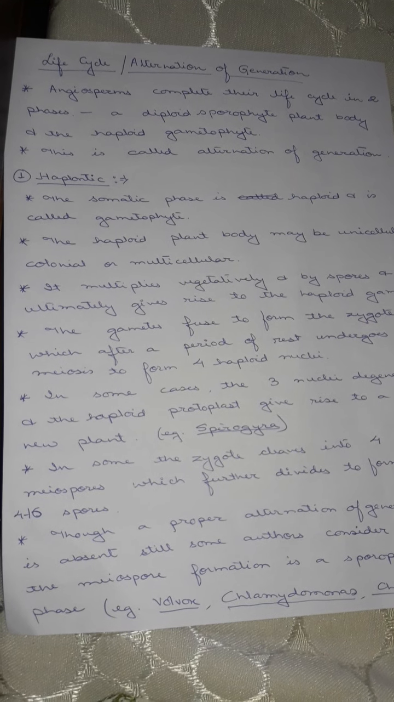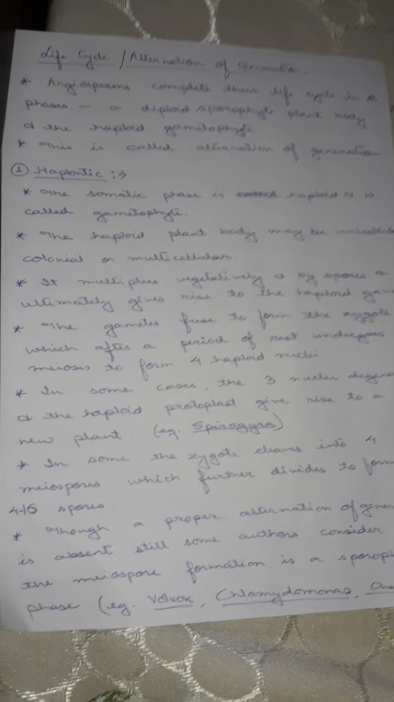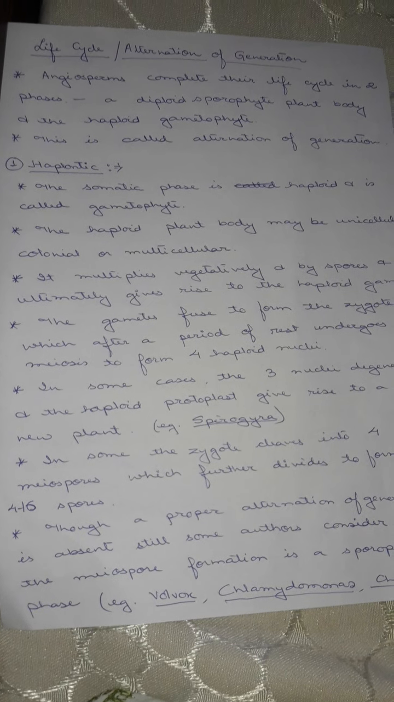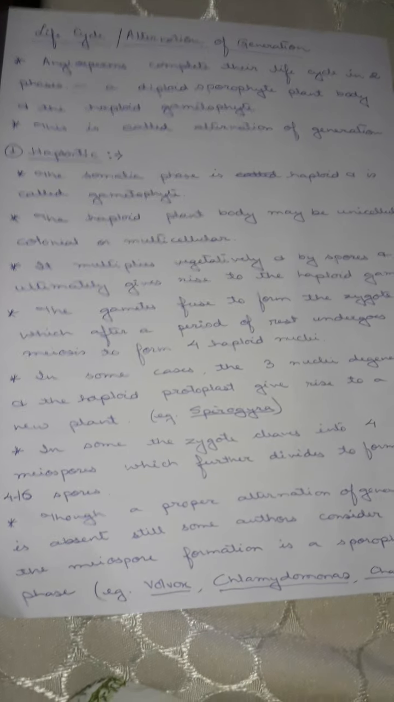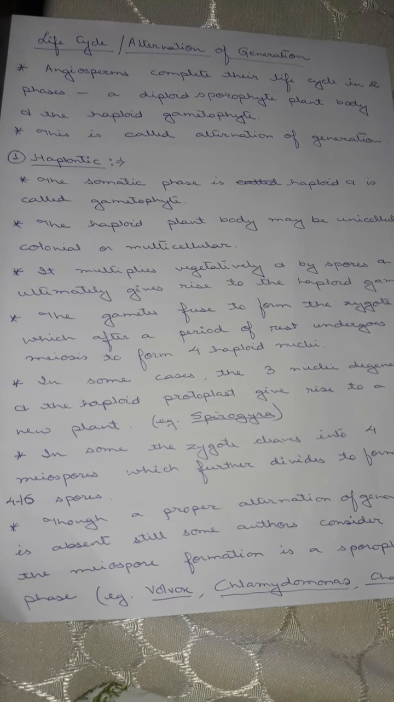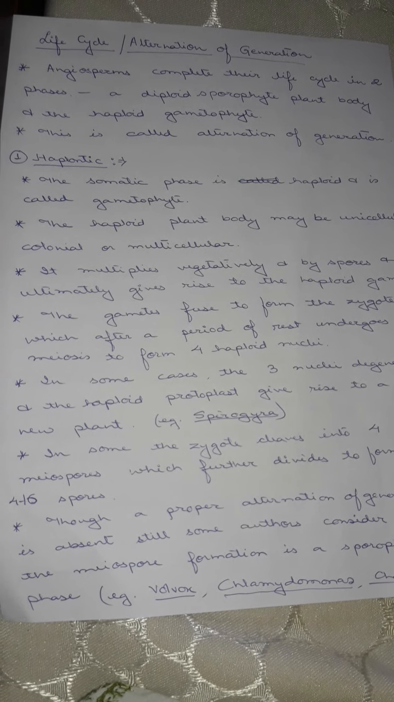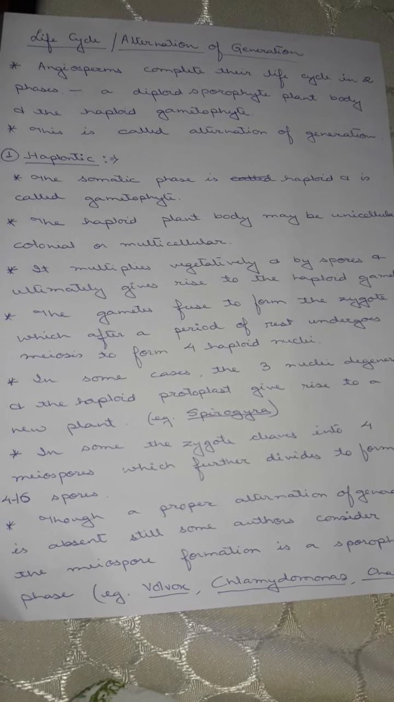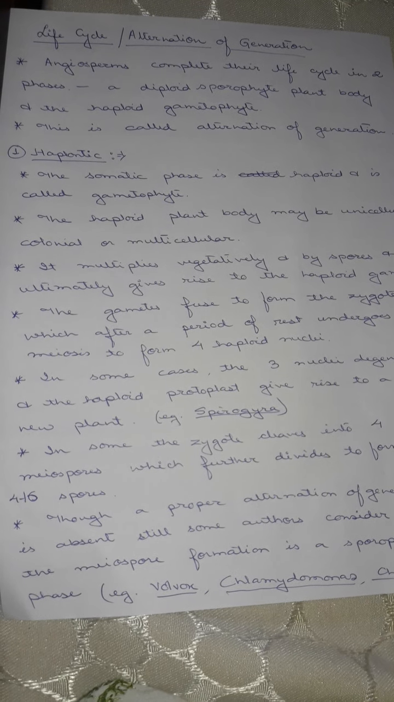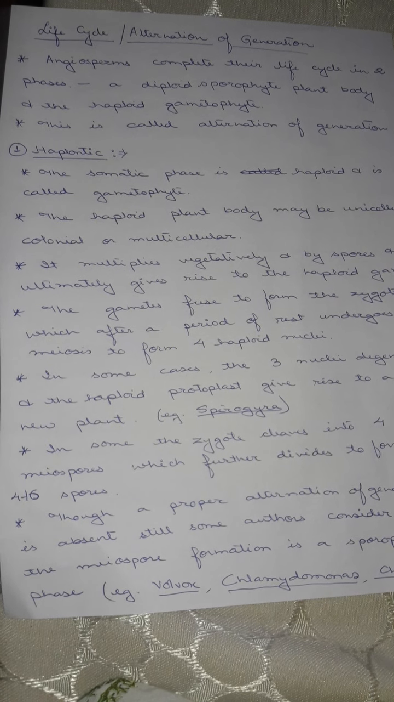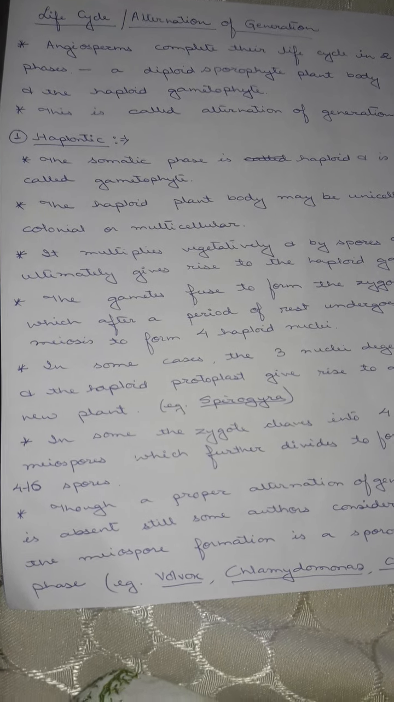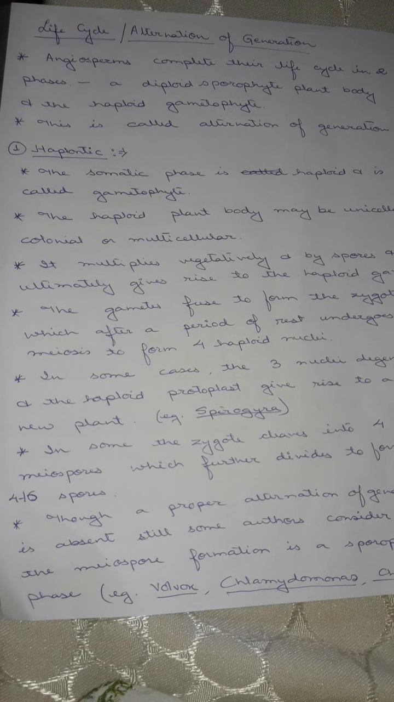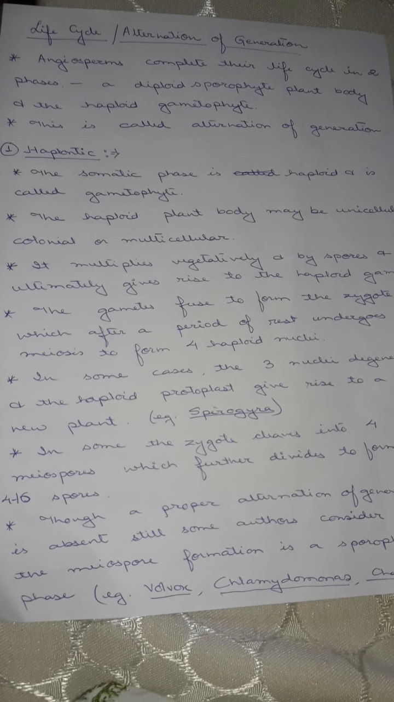Welcome everyone. So today let's start with the next topic, that is alternation of generation. That is almost the last part of this chapter. Now, when we are talking about alternation of generation, that means the particular type of plant consists of two phases. One is the diploid sporophytic phase and the other is the haploid gametophytic phase. So these two phases will actually alternate in their life cycle.